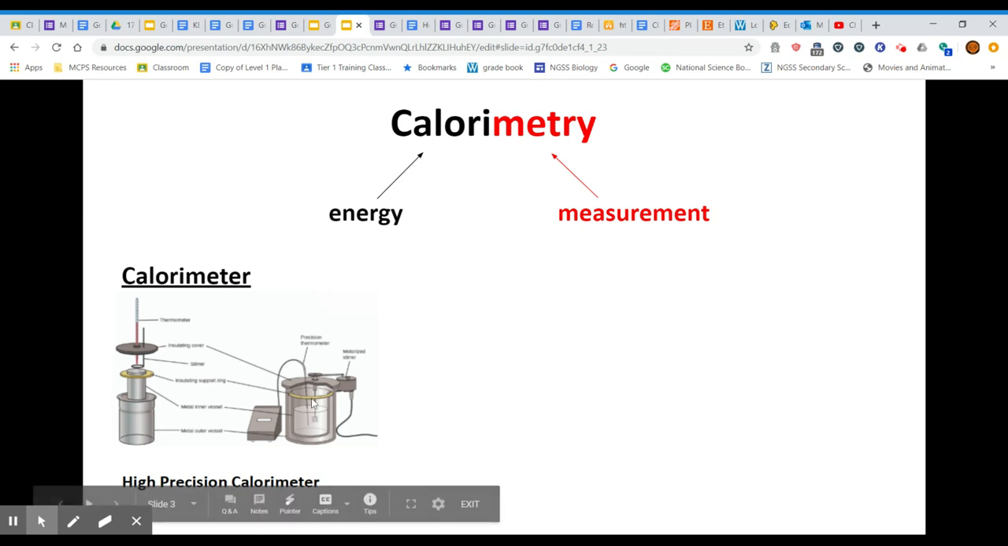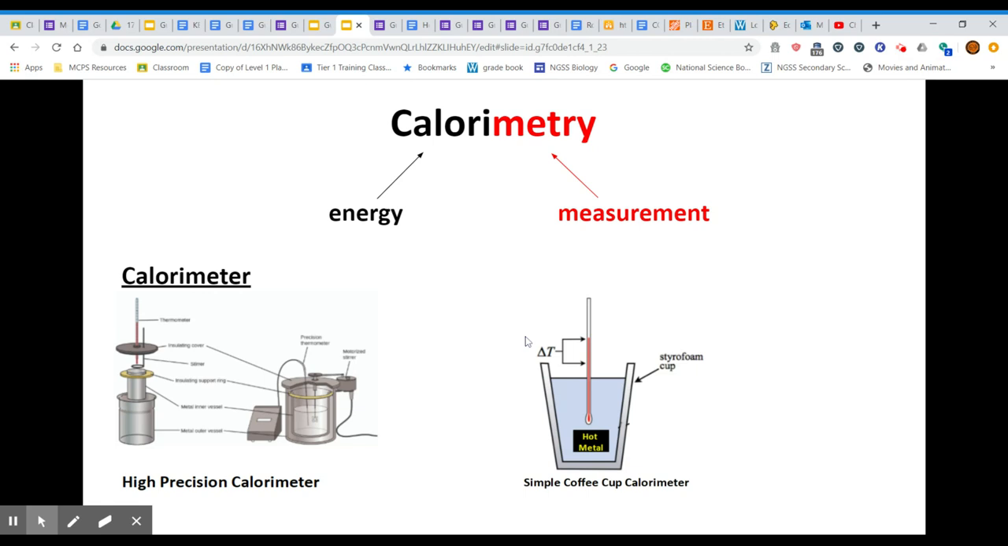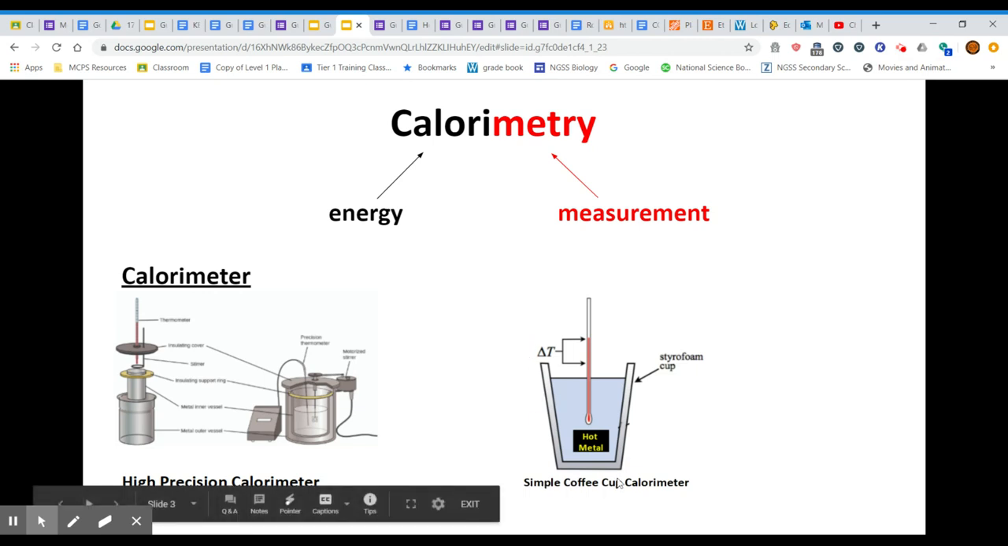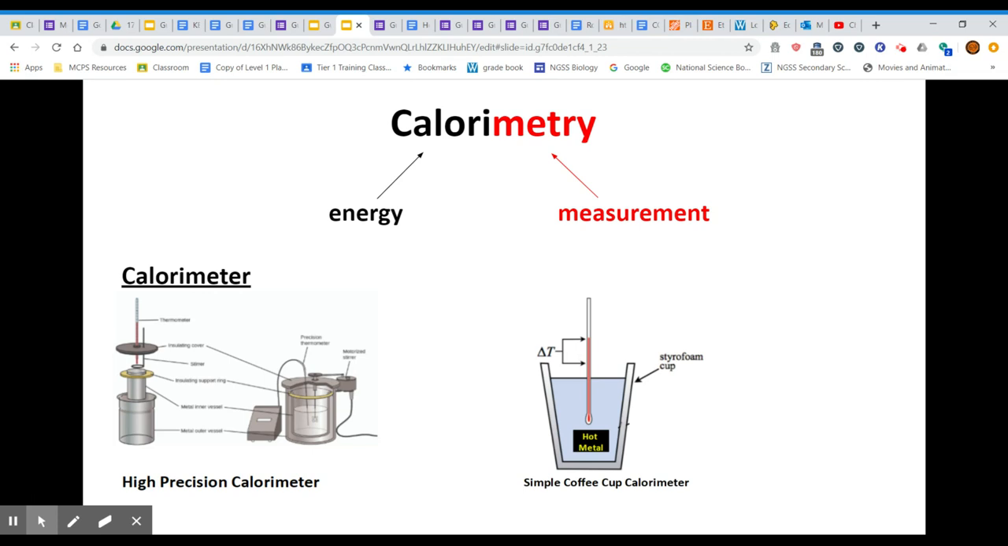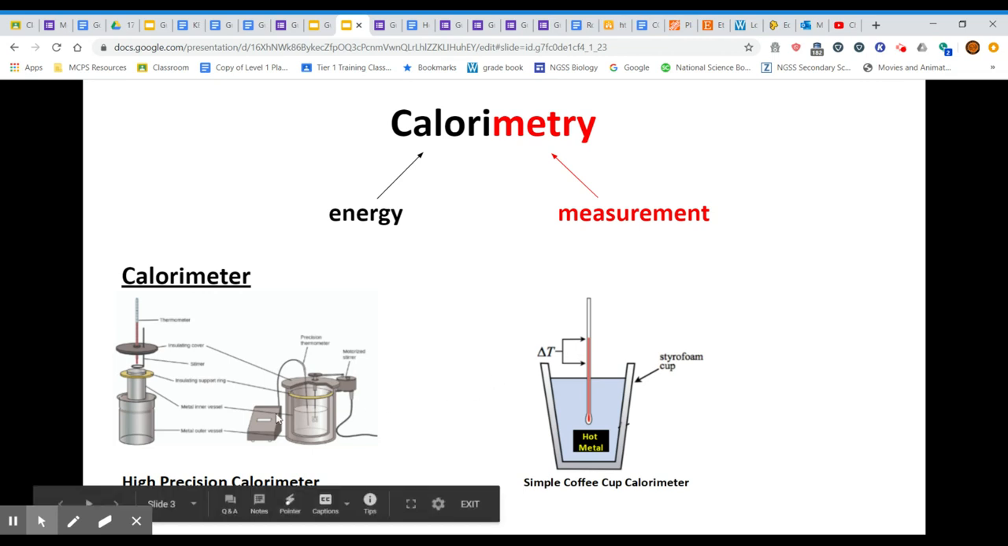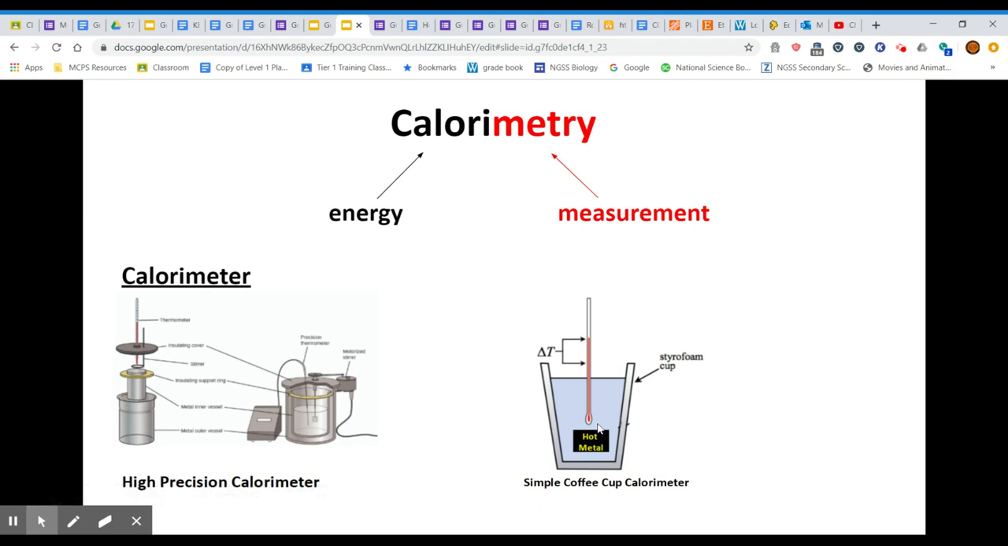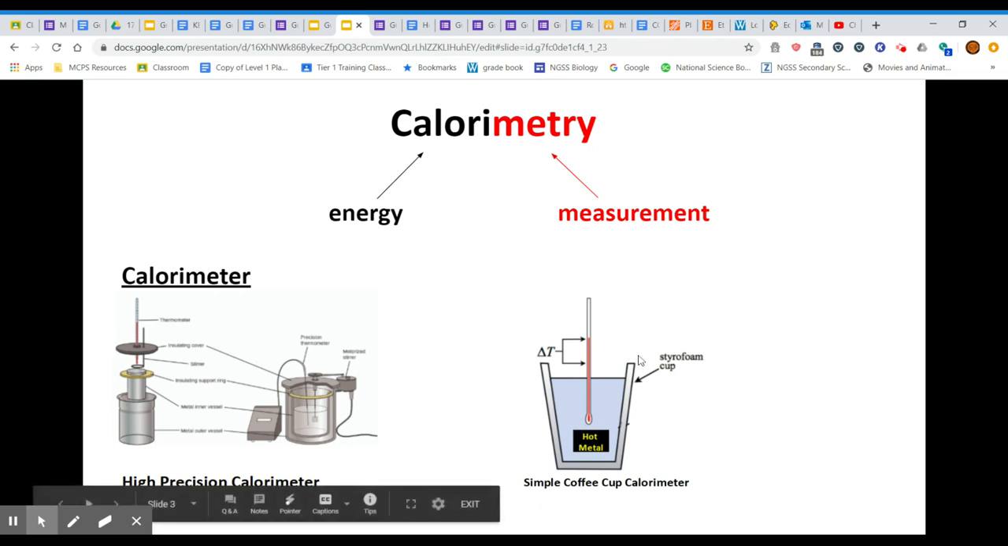The one that I'm showing you here is the high precision calorimeter that can be connected to the computer and records the temperature changes. The one that is commonly used in the lab is the simple coffee cup calorimeter that we insulate with a styrofoam cup, and we measure the temperature differences. Whether this is the high precision calorimeter or a simple coffee cup calorimeter, the function is the same, both of them measure the temperature difference.